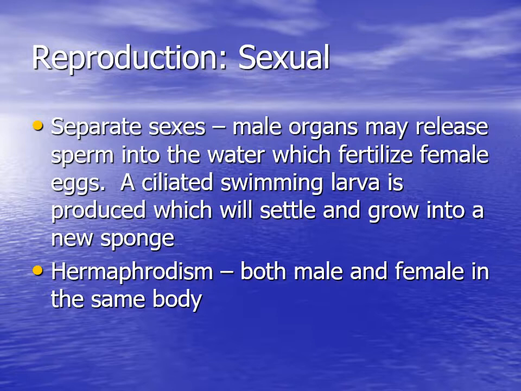The fertilized egg is a ciliated swimming larva. So it has cilia on the outside of it that allows it to move, and then it will settle down and grow into a whole new sponge. Finally, there is some hermaphroditism, which is where some sponges will have both male and female parts in the same body, so they can release both sperm and egg.